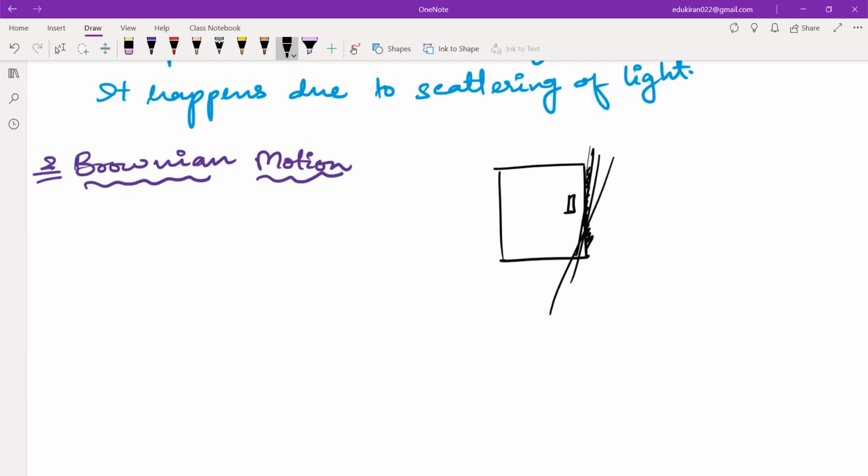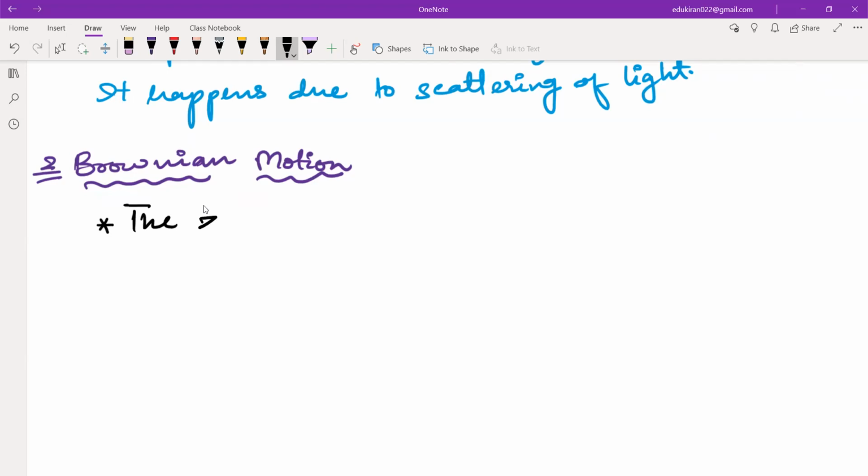If you open it a bit, or if there is some hole somewhere, sunlight comes. Then can you see the dust particles moving here and there? Yes, sir. That is Brownian motion. Got it? Okay, what is Brownian motion? The zigzag motion of colloidal particles in the dispersion medium is known as Brownian motion. You will write in detail about Brownian motion from your NCERT. The simple definition is the zigzag motion.